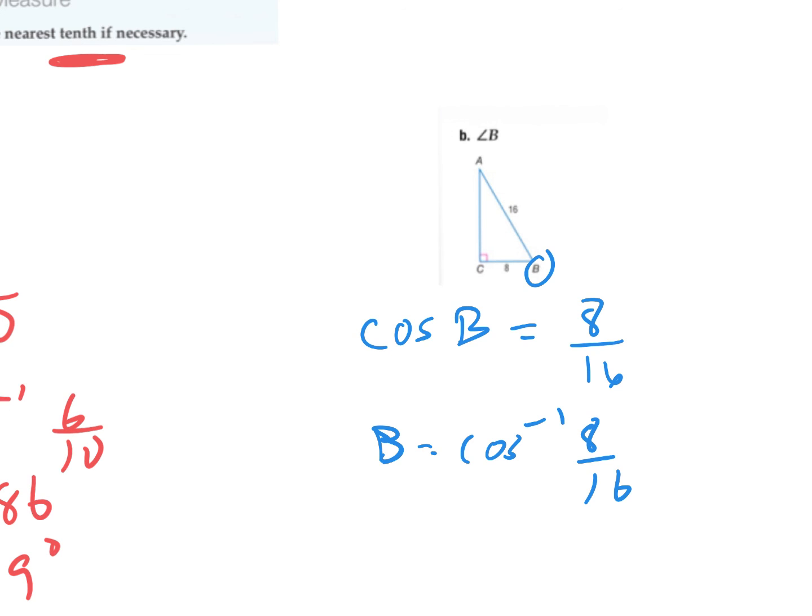And you type that in your calculator. So if I go second function cosine, do my fraction button, 8/16, and hit enter, I'm going to get 60. So B doesn't have a decimal, so 60 is our angle measure for that particular problem.